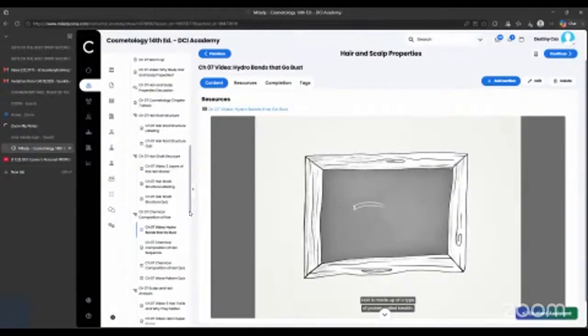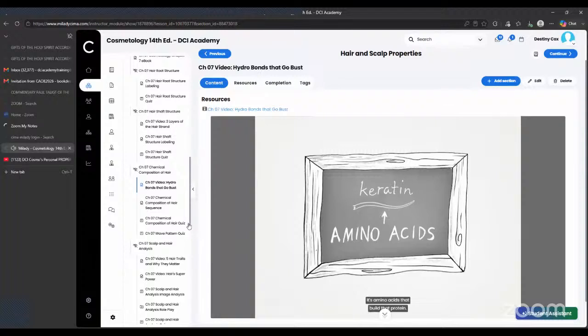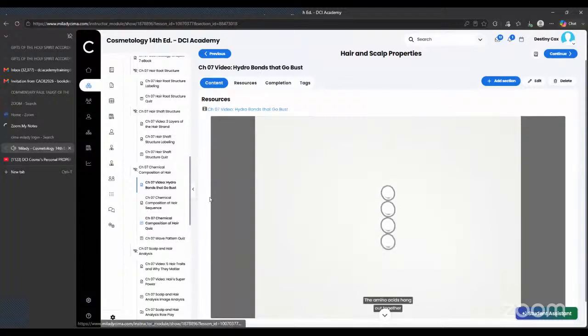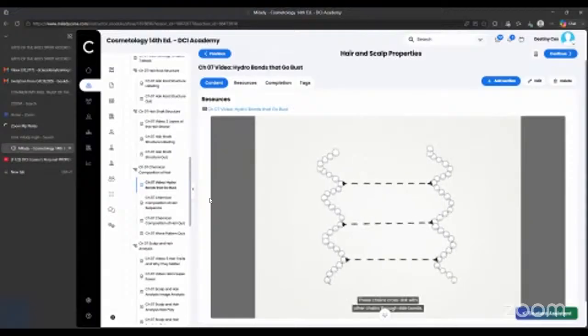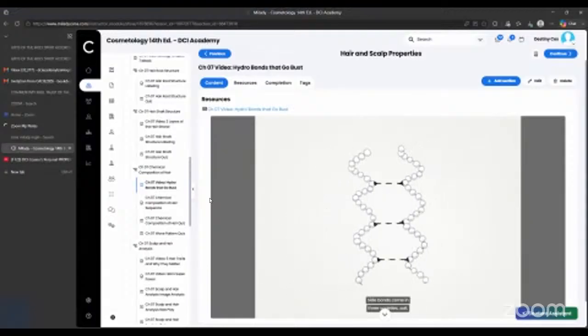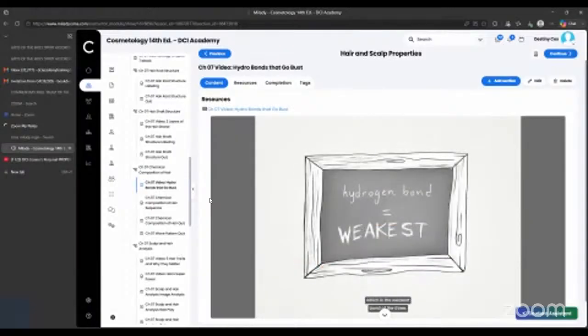Hair's made up of a type of protein called keratin. It's amino acids that build that protein. The amino acids hang out together, like beads on a necklace. The links between them are called end bonds or peptide bonds. Lay out a whole long strand of amino acids, you've got a polypeptide chain. These chains cross-link with other chains through side bonds. Side bonds come in 3 varieties: salt, disulfide, and hydrogen. For now, we'll focus on the hydrogen bond, which is the weakest bond of the 3.